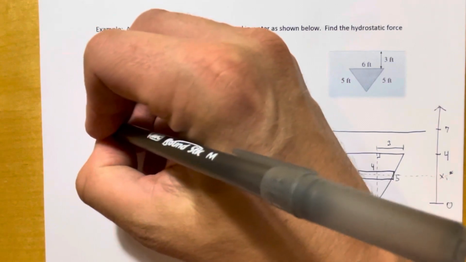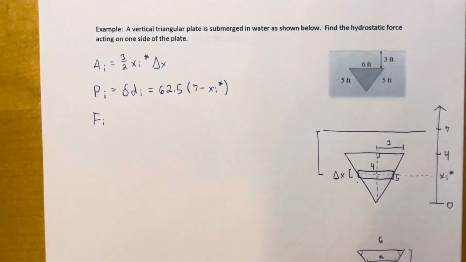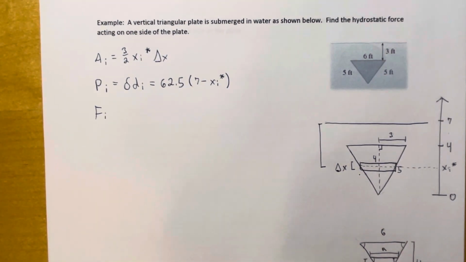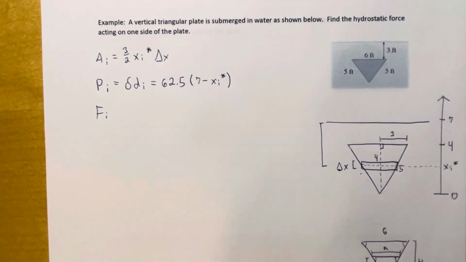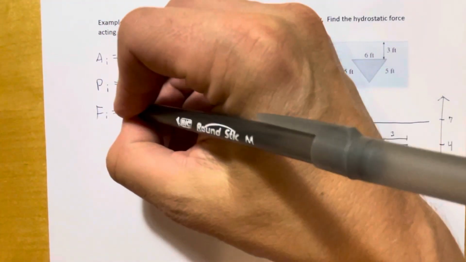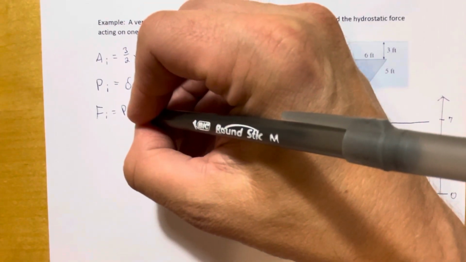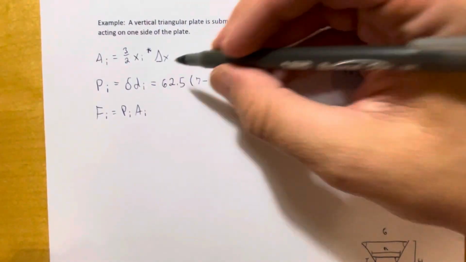That's the hydrostatic pressure acting on that little rectangle. Now we want the force acting on that rectangle, F_i. Remember, force is equal to pressure times area, because pressure was defined to be force divided by area. So solving for force would be P_i times A_i, both of which we've already found.